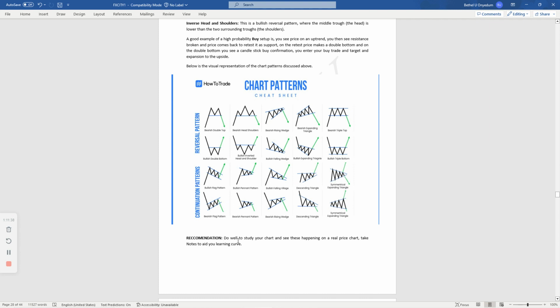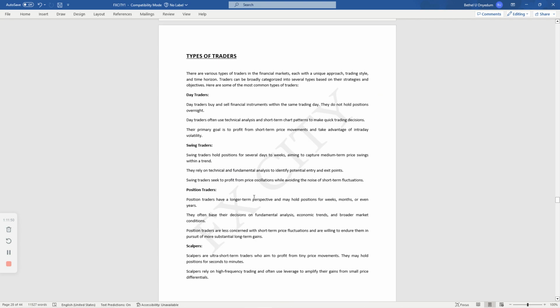So my recommendation here is to study your chart well and see this happening on a real price chart. Take notes, take a lot of notes. Even when you're doing this, take a lot of notes to aid your learning curve. Okay, I have to put in the work.